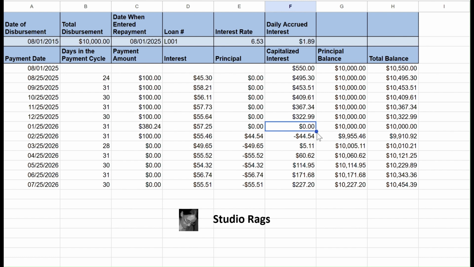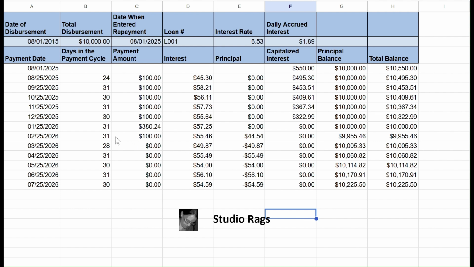This needs to be 0 all the way down. You can just enter 0 if you want. Okay. Make sure that these numbers that are supposed to be 0 aren't showing a negative because that will skew your calculations a little bit.